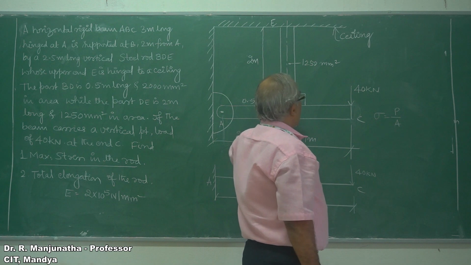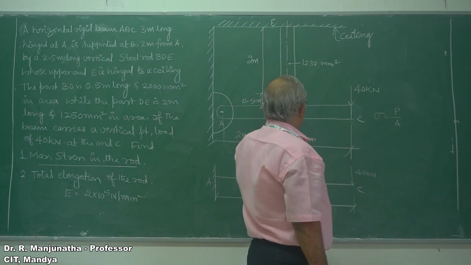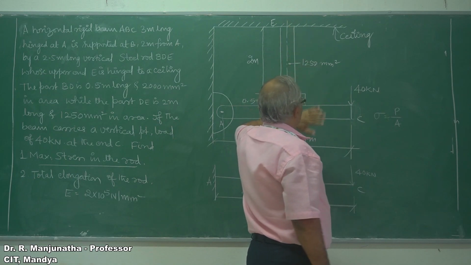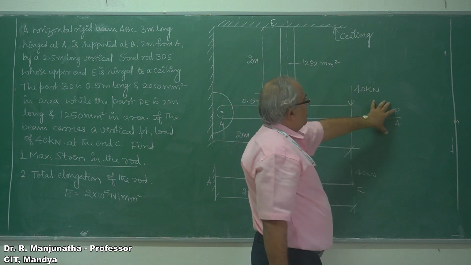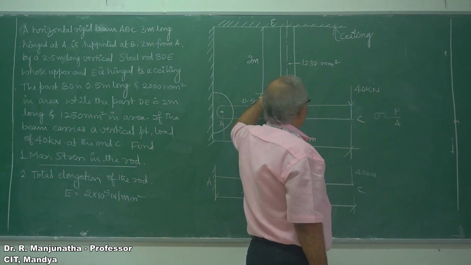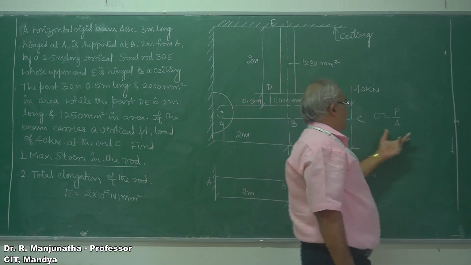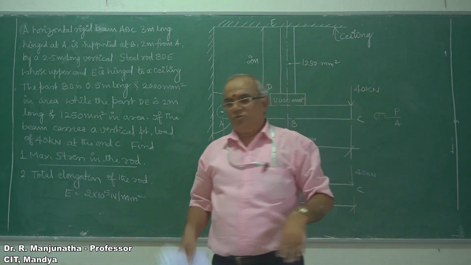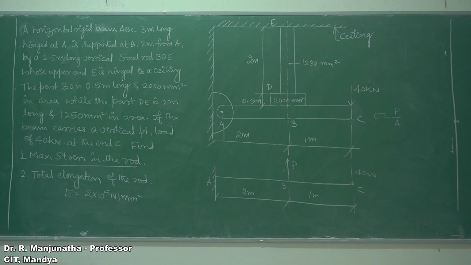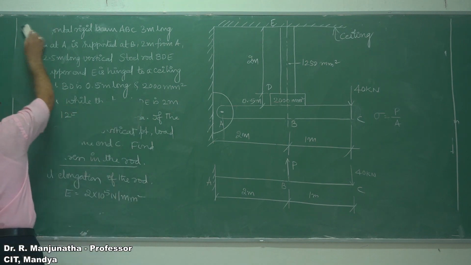One is 2000, and this P is for the entire rod, because it is only one load acting on the entire cross section. So naturally the load will be uniform. Once we know the area of cross section for this part and the area of cross section for that part, we can easily find the maximum stress in the member.